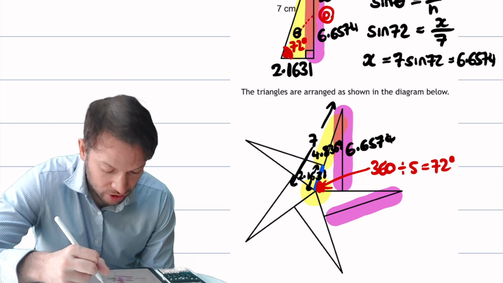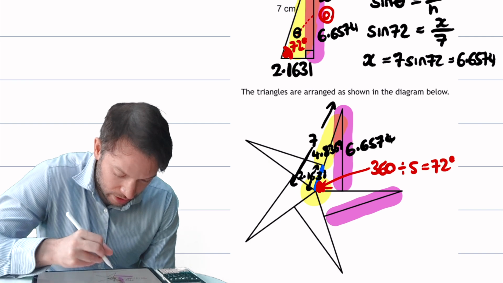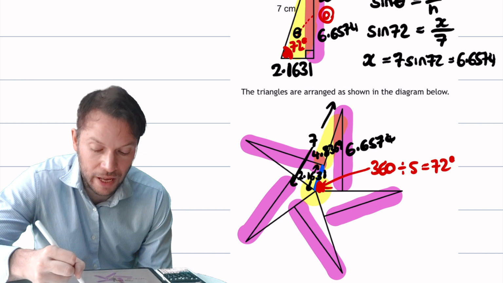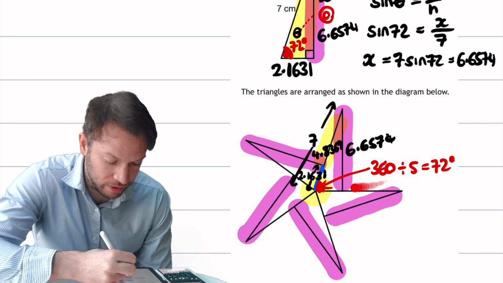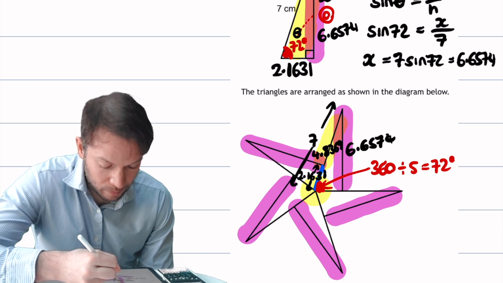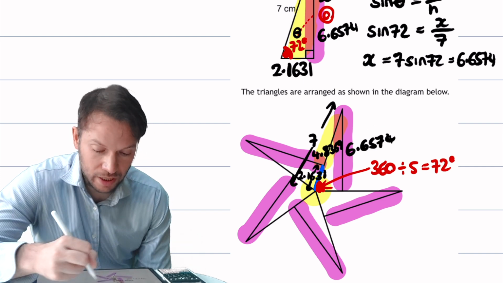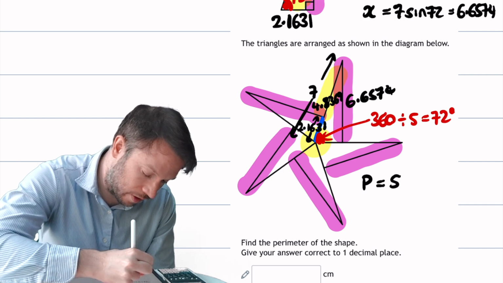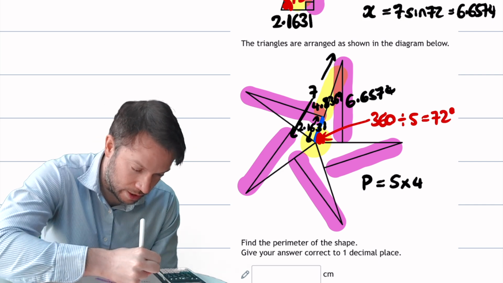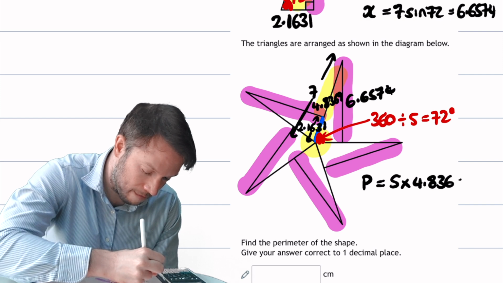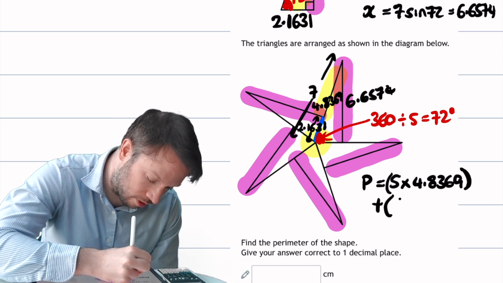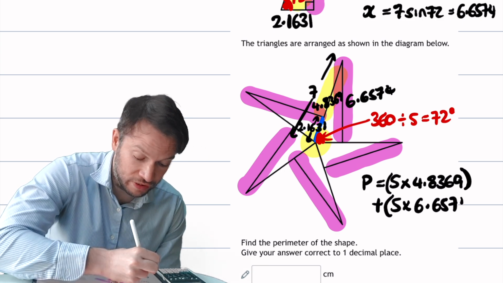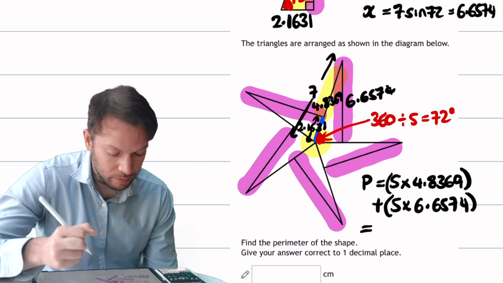Now, how many do we have of each? We can see in total we've got another purple length here, another purple length here, another purple length here. We've got 5 of that, and we've also got 5 of the yellow ones as well. So basically, we can just do 5 of each of those added together to get the total perimeter. So the total perimeter is going to be 5 lots of 4.8369 plus 5 lots of 6.6574. We could have just added the 2 together first, then times by 5 would have been perfectly fine.